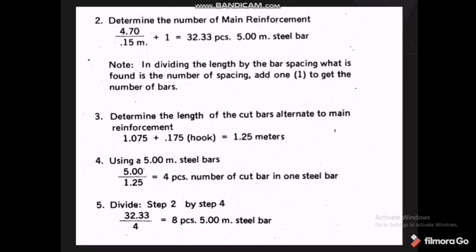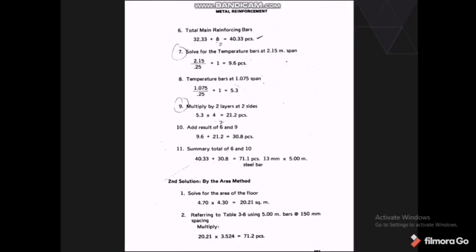So step 2 is 32.33 pieces divide by 4 pieces, and that is 8 pieces of 5 meters steel bar. Metal reinforcement for part 6, the total main reinforcing bars is 32.33 plus 8, that is 40.33 pieces.